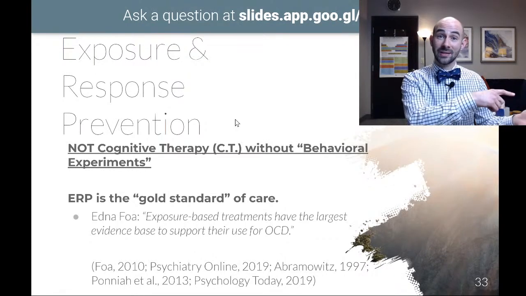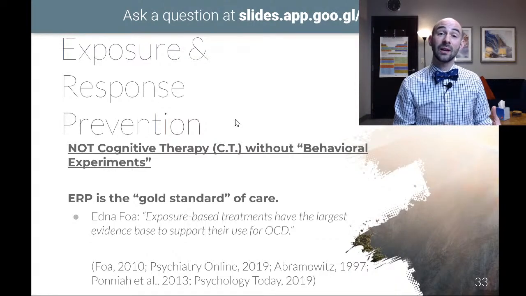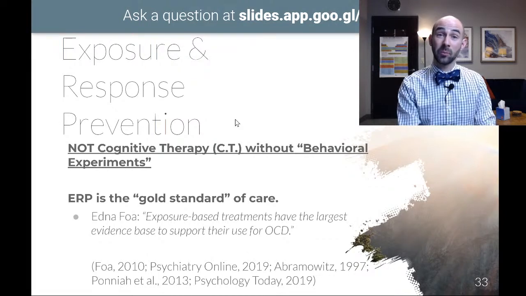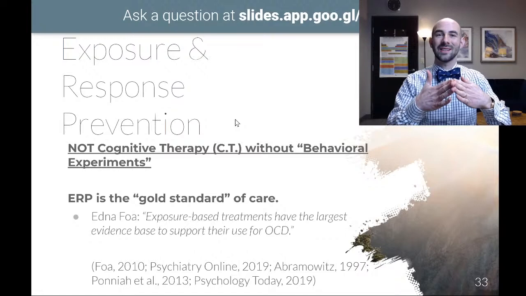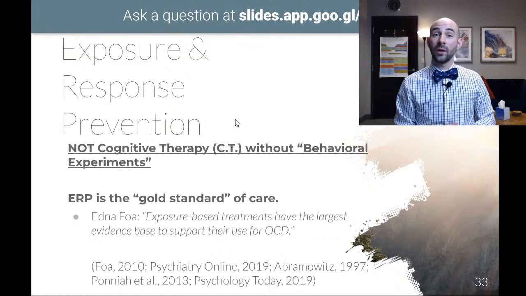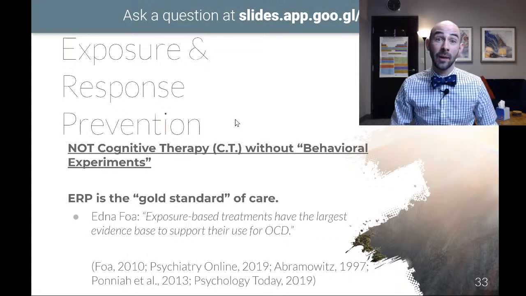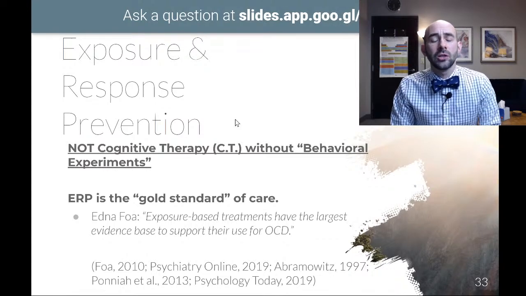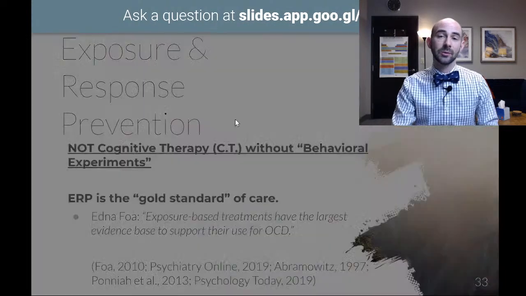So let's go back to the history of it, right? That the effectiveness of the treatment didn't really enter in until we had some people who were brave enough and bold enough to insert the behavioral strategies with thought processes and cognitions and really make this into a science and an art as well. Edna Foa, who's in many regards considered the mother of exposure therapy, she said exposure-based treatments have the largest evidence base to support their use for OCD. Pretty simple.